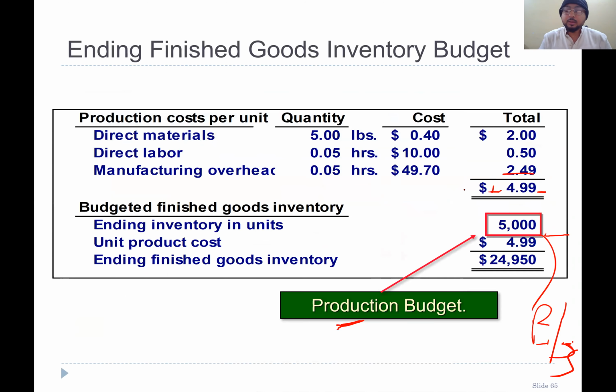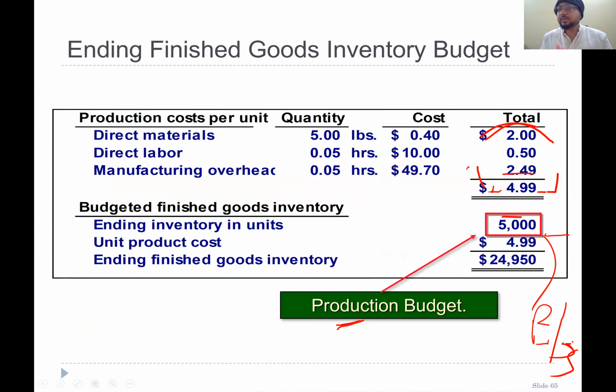Now we are going to make the cash budget, but before the cash budget, we must make the sales and the selling and administrative budget as well. So we will be making that one. So our hardest part is done, right? The hardest part is to calculate the per unit cost, which we just calculated.